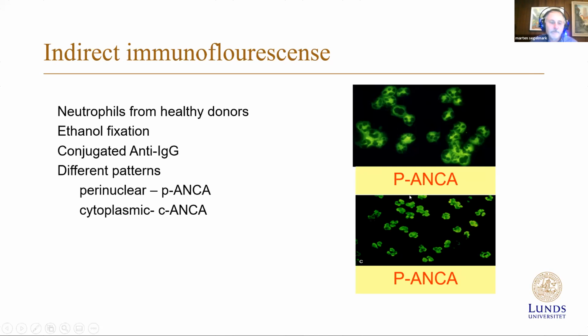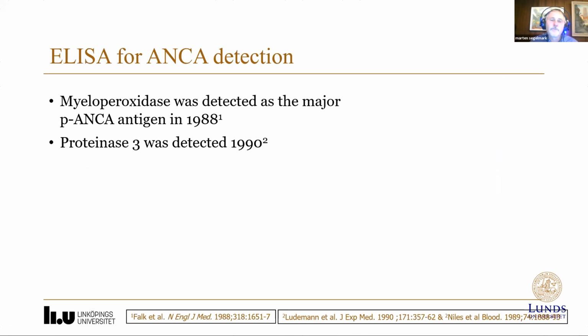I'm sorry, here I have misspelled. It should be a C-ANCA on the top. So there are different patterns, the P- and the C-ANCA patterns. And this was the traditional way to diagnose these antibodies. And this is also where the name comes from. But it didn't take many years before immunochemistry had detected what the antibodies are, and the major antigen for the P-ANCA was myeloperoxidase, and for C-ANCA it is proteinase 3.